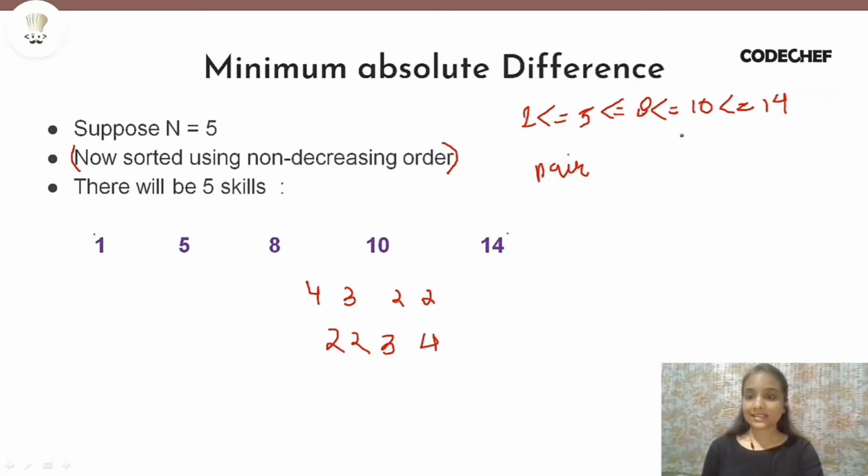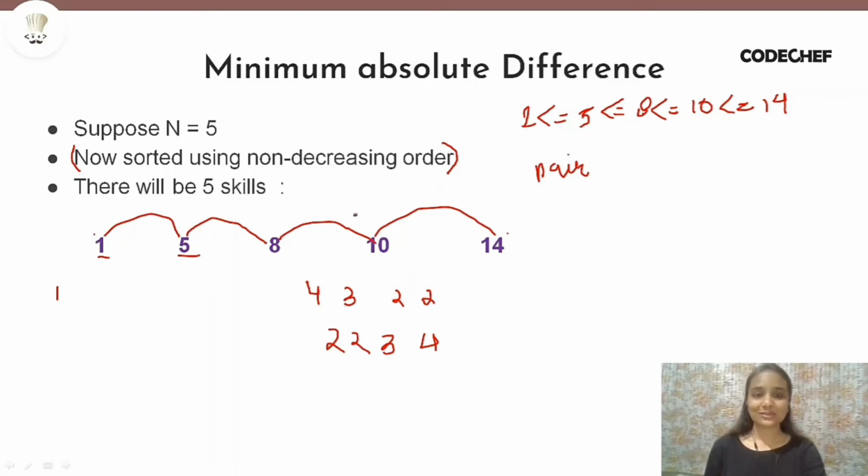1 will always be less than or equal to 10. 1 will always be less than or equal to 14. So we need to calculate the difference of only 1 and 5, and we do not need to calculate the difference of 1 and 8, 1 and 10, 1 and 14. Why? Because we already know that the smallest difference will always be between 1 and 5. Means we need to calculate the difference of only adjacent numbers, that is 1 and 5, 5 and 8, 8 and 10, 10 and 14. So this is our greatest advantage if we just sort this sequence into a non-decreasing order.